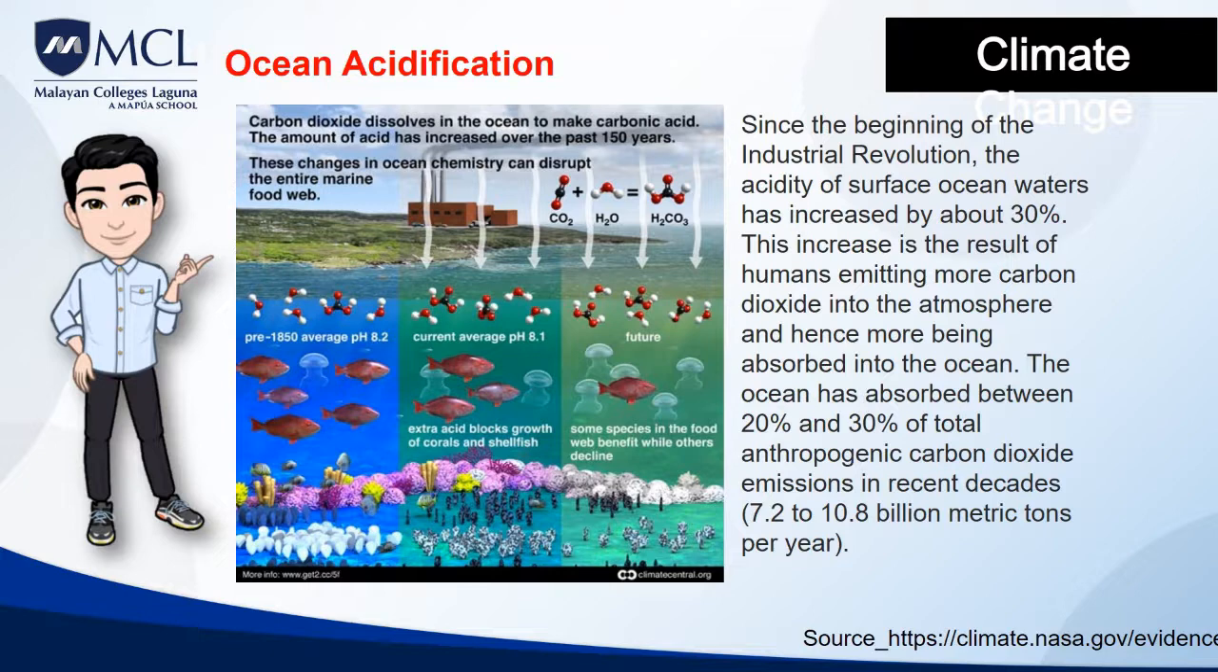Since the beginning of the industrial era, the ocean has absorbed some 525 billion tons of carbon dioxide from the atmosphere, presently around 22 million tons per day. Well, at first, scientists thought that this might be a good thing because it leaves less carbon dioxide in the air to warm the planet.